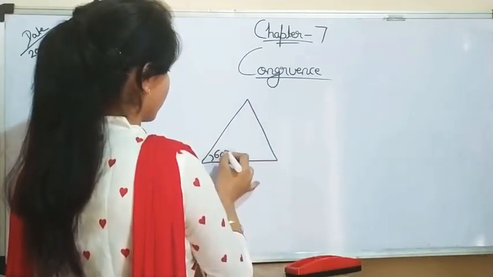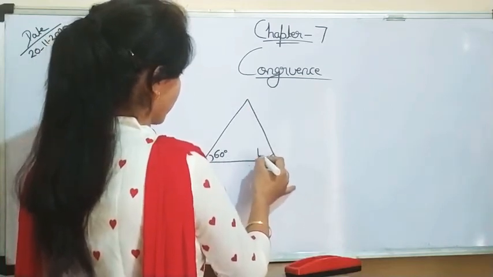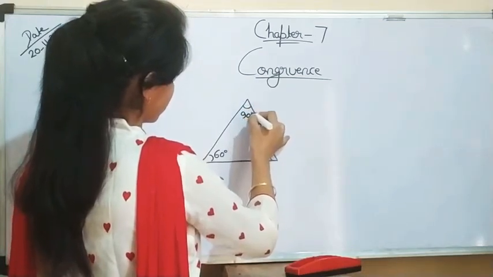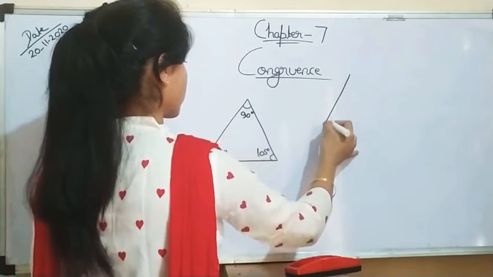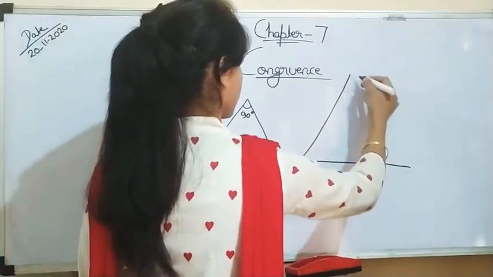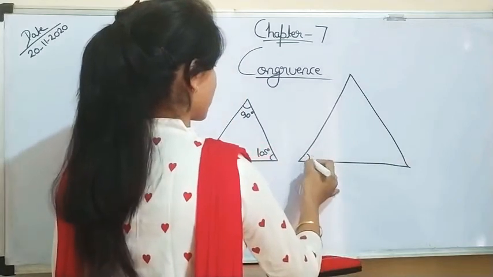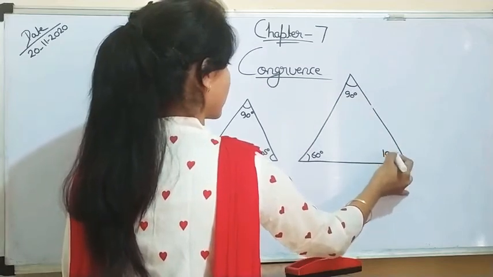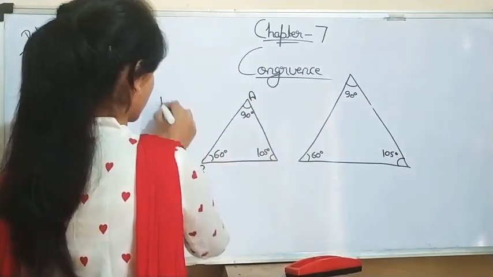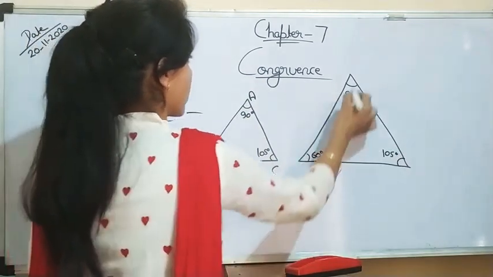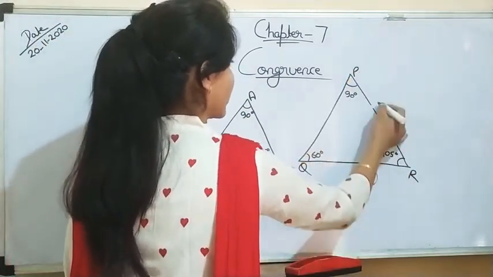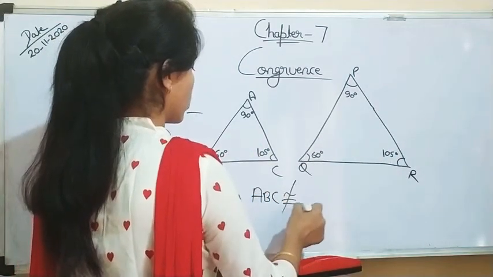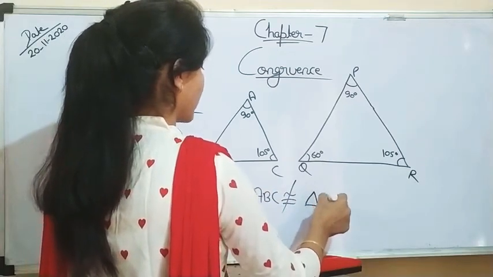Suppose this is 60 degrees, this is 105 degrees. This is 60 degrees, this is 90 degrees, this is 105 degrees. Suppose A, B, C. It is just an example, okay? P, Q, R. These two triangles are not congruent. ABC is not congruent to triangle PQR.